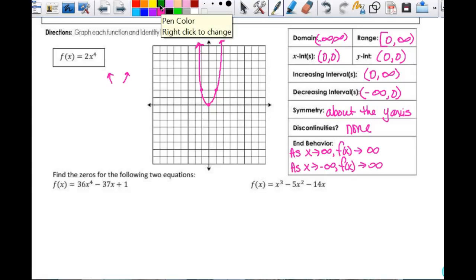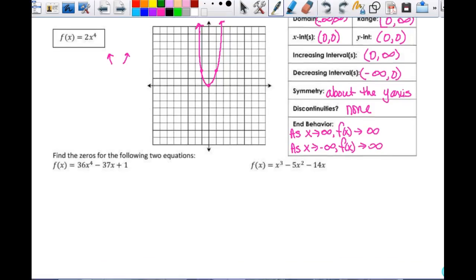Alrighty, so now I want to find the zeros for the following two equations. So this is x to the fourth, and then this is x. That's actually a typo. That should be x squared right there. Okay, that should be x squared. So now I can just treat this like a quadratic, okay? And since this is x to the fourth and this is x squared.